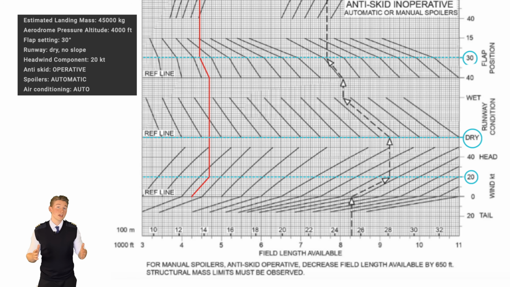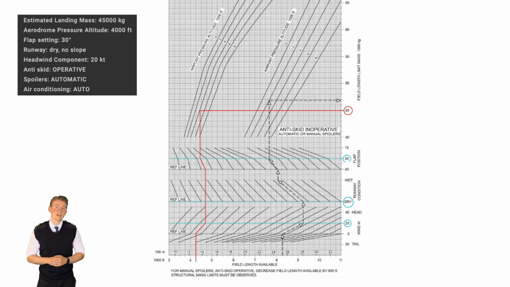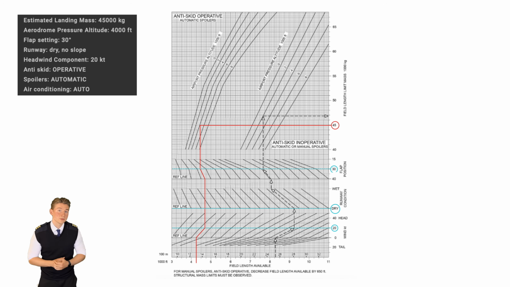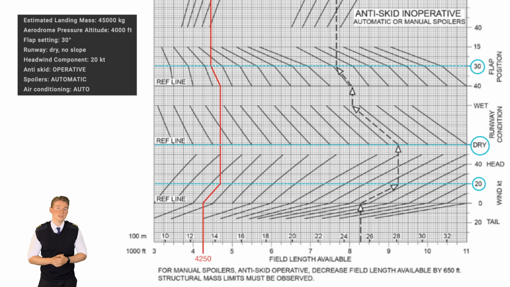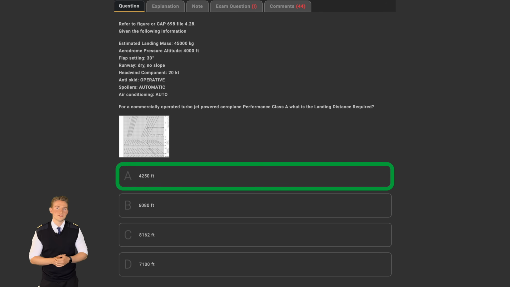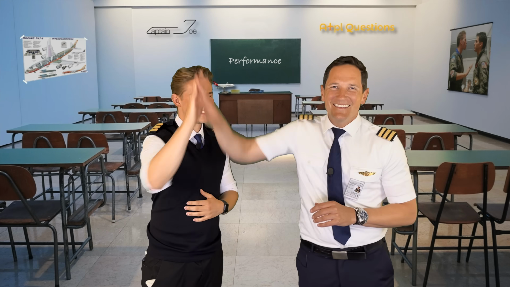And because we don't have a tailwind, you draw a straight line from the headwind reference line down to the landing distance. And if your line drawing skills were accurate, you come out at 4,200 to 4,300 feet. Let's see what answer possibilities we have. 4,250 feet. It doesn't get any closer than that. Yeah, buddy. Sehr gut.